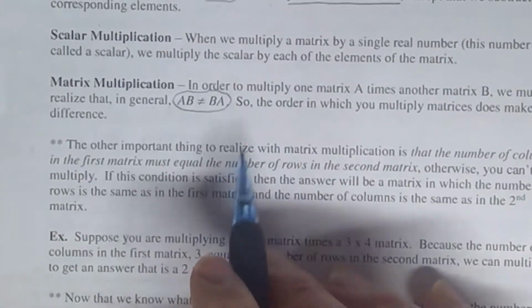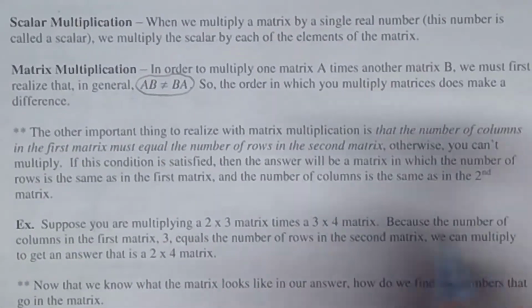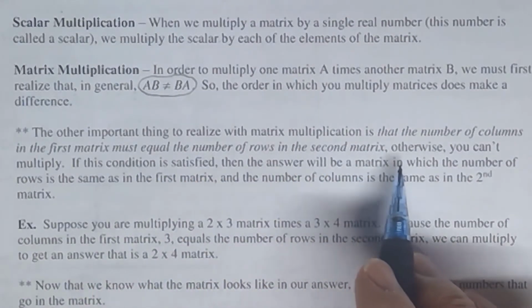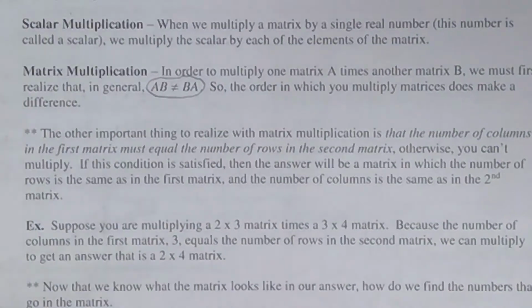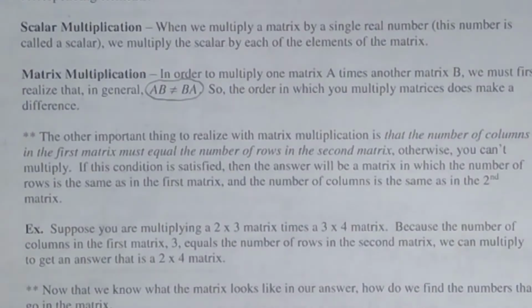The other important thing to realize with matrix multiplication is that the number of columns in the first matrix must equal the number of rows in the second matrix. Otherwise, you can't multiply. You'll understand better why the multiplication wouldn't work when I actually show you a problem here, but that is true there. Let's make this a little bit easier to understand.